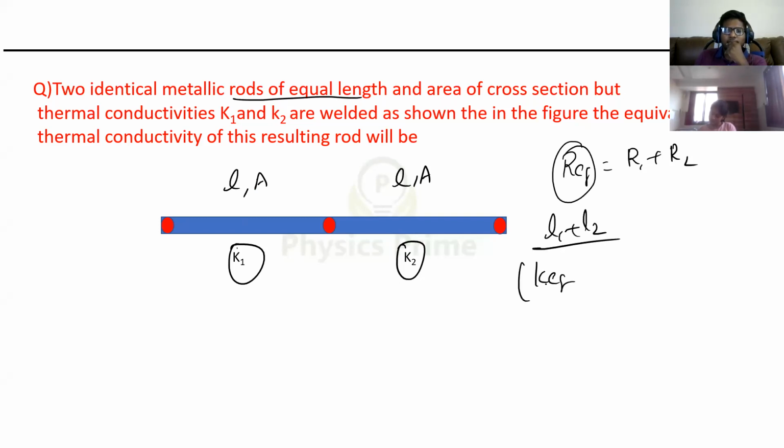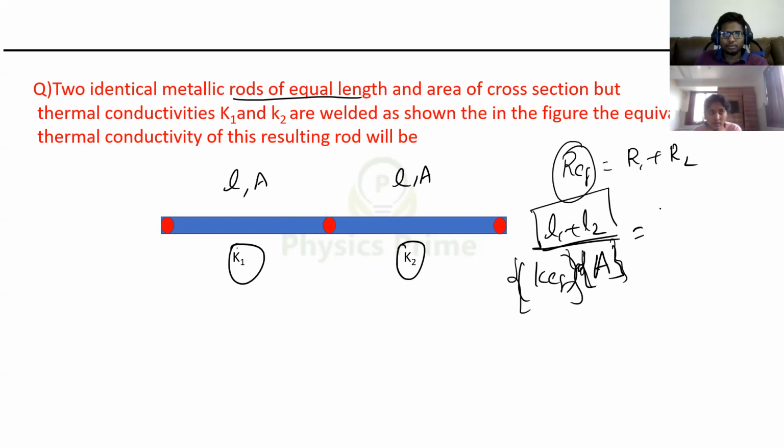by K equivalent, which is the equivalent conductivity of both the rods together, into A. The area of cross section is the same for both of them. I have written the area of cross section is A. Equivalent length is L1 plus L2. We have to replace it with a rod which has both lengths together, which has a conductivity K equivalent due to both together, and which has an area of cross section A, which is the same area of cross section as the given two rods here.